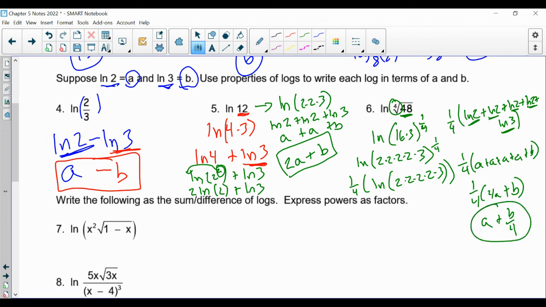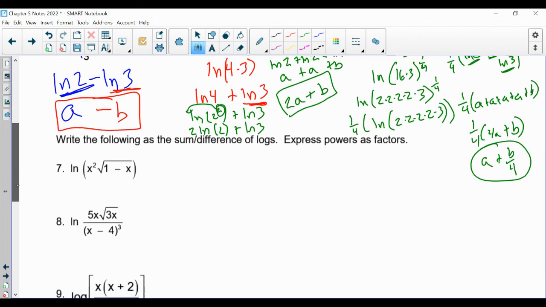Okay. So yeah, that one a little tougher just because of the bigger number, but it's still the same idea, right? You want to break them up to where you can see just 2s and 3s. And then if it's multiplication, break it up by addition. If it's subtraction, if it's division, break it up by subtraction. If you have powers, move them to the front.